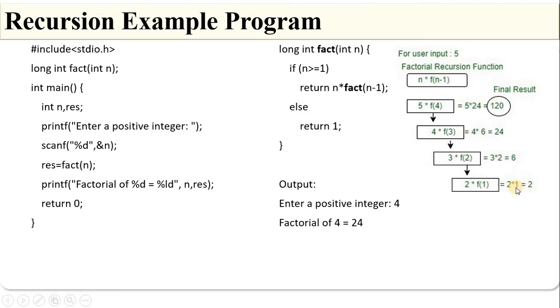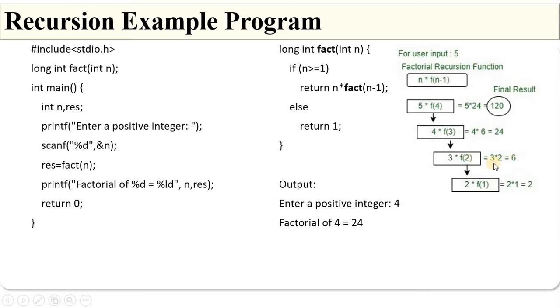1 star fact of 0, then 0 goes here. 0 is greater than or equal to 1, it will be false, it will come here, then 2 will return 1. At that time, it will multiply that 1 to the 2, right? So this 2 is returned back here, 3 star 2, because this 2 is returned here, from here to here. Then 3 star 2 will be 6.